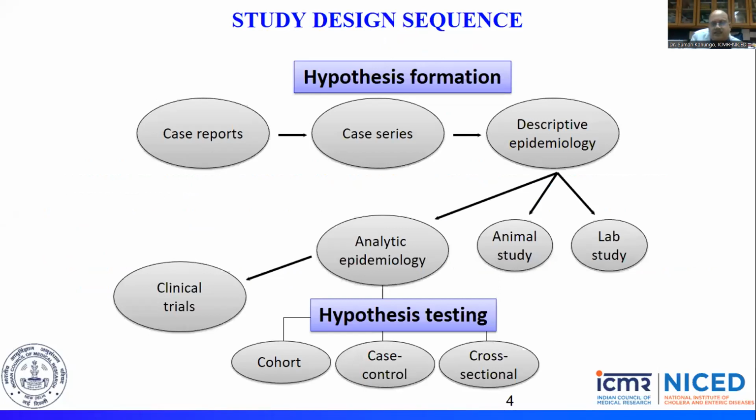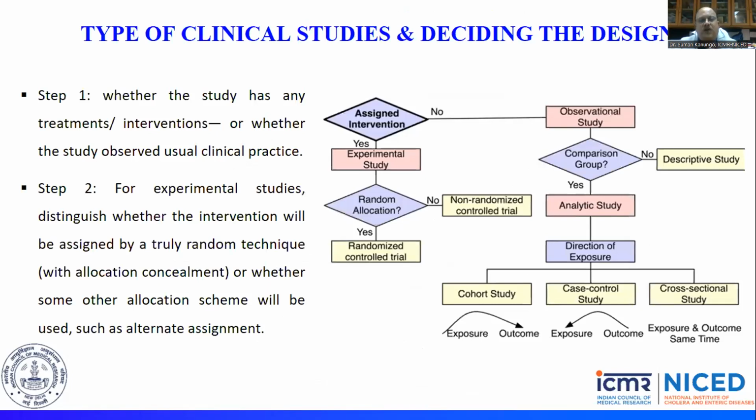So in a study design sequence, let's think about, say, we want to formulate one hypothesis. We have some reporting of cases, which is called a case report. A number of case reports come together as a case series, which constructs our descriptive epidemiology. From there, we come to analytical epidemiology, animal studies and laboratory studies. Analytical epidemiology is again built on hypothesis testing, the clinical trials, then hypothesis testing studies are cohort, case control, and cross-sectional, which have already been talked about. So now this is the type of clinical studies and designing the design.